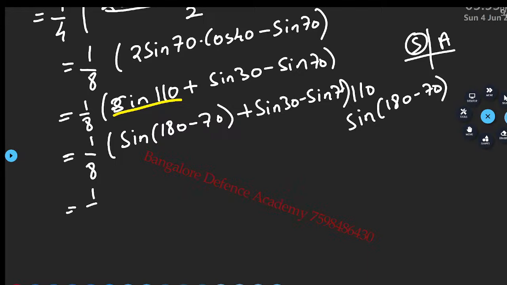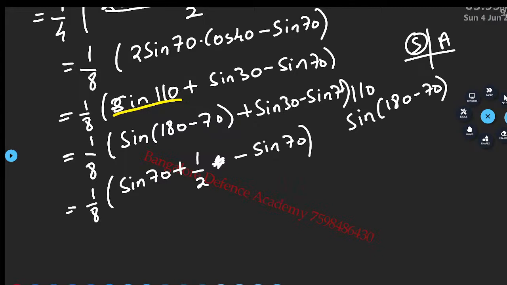Okay, so what happens here? This becomes sine 70 plus 1 by 2. Why 1 by 2? Because sine 30 is 1 by 2. This is minus of sine 70. What will get cancelled? Plus sine 70 minus sine 70 get cancelled. So 1 by 8 into 1 by 2. How much you get? 1 by 16. Easy? Yes. Chalo, next question.